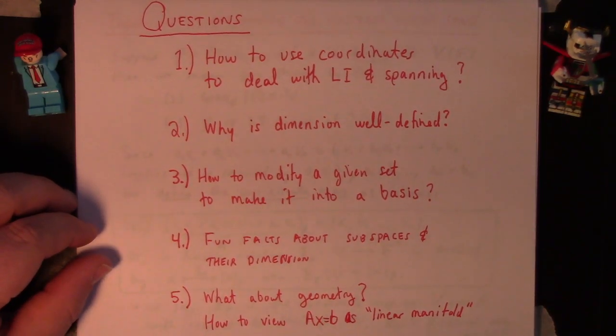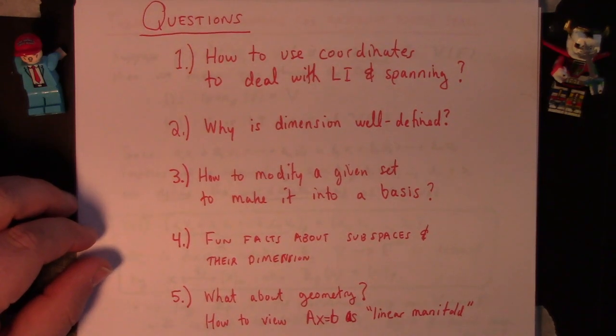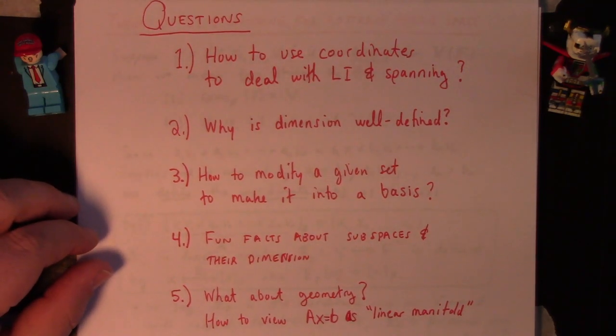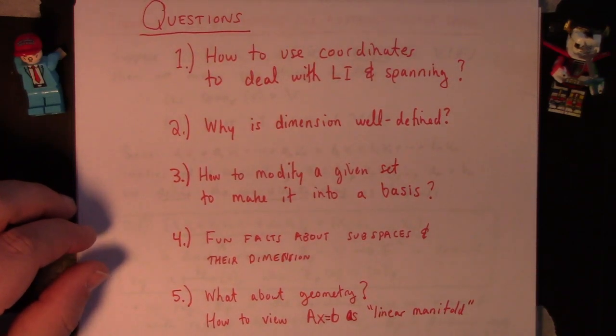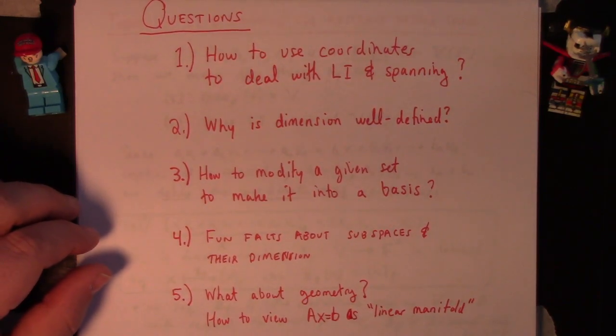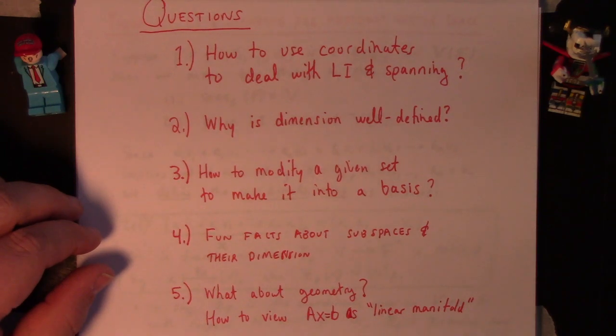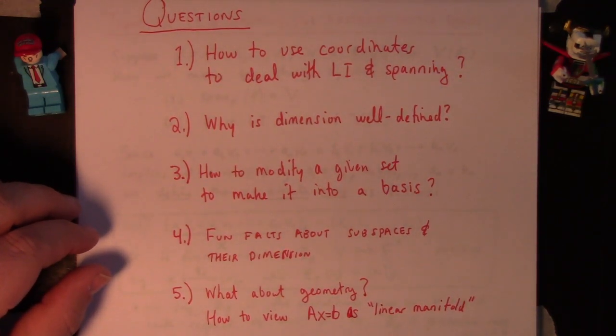Then I want to talk about why dimension is well defined. In other words, why is it that if you have a vector space of finite dimension, there can just be one choice for that finite dimension? I actually have two rather different arguments for point number 2. I'll try to show you both.